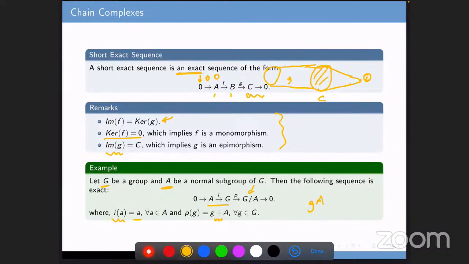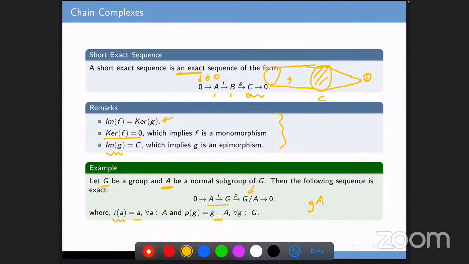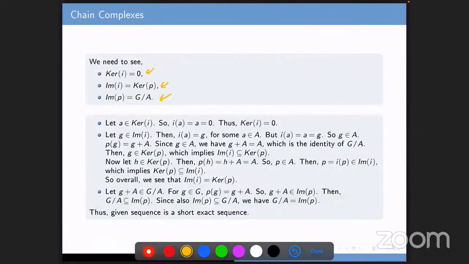And this sequence is exact. We need to see 3 things here. Kernel I should be equal to 0, image I should be equal to kernel P, and image P has to be equal to the whole group G quotient A, right? So let's start with the first one here. We pick an arbitrary element a from kernel I, and we are going to try to see that this element is equal to 0.